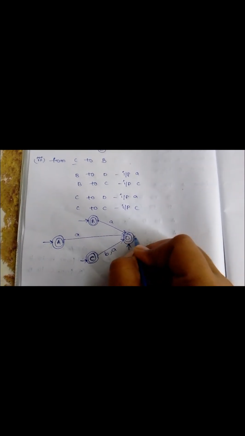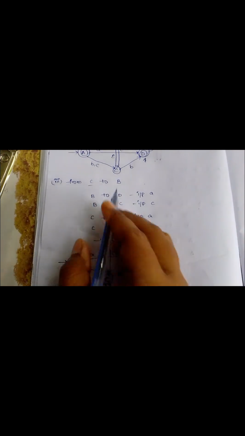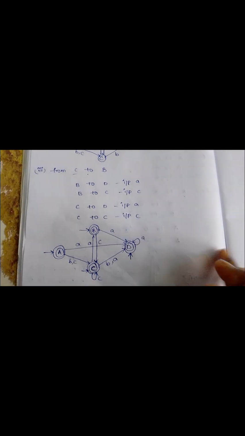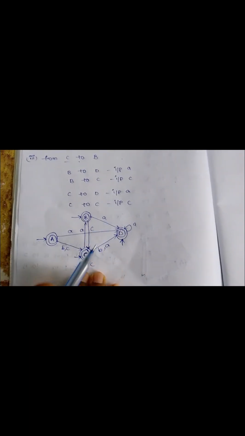Next, A to D with input A, next B to D with input A, D to D with input A, next A to C with input B comma C, here C to C with input C, next B to C with input C, and also C to B we take input A. So this is the modified transition diagram, and this is the equivalent NFA without epsilon moves obtained from the NFA with null transitions.